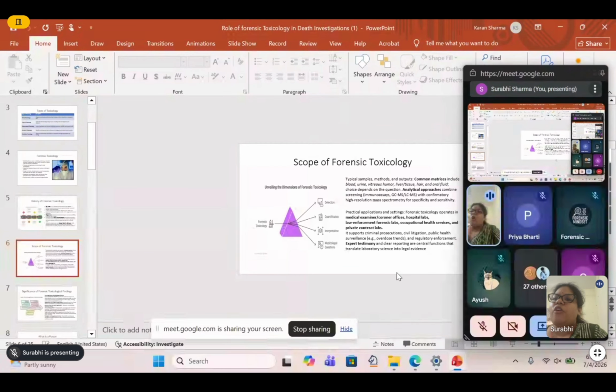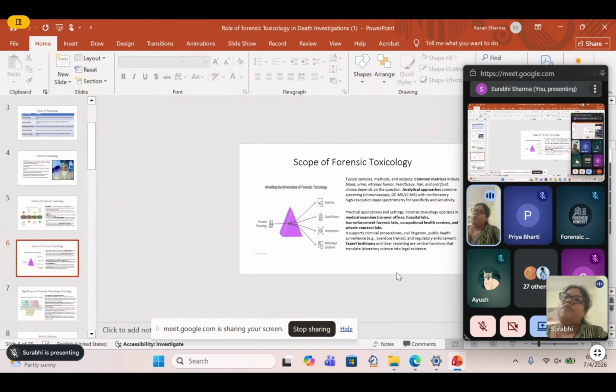Then the scope of forensic toxicology. What are the scopes? We have scope in detection, quantification, interpretation, and medico legal questions. Coming to practical application settings, forensic toxicology operates in medical examiner and coroner offices, and hospital labs. Why? Again, to identify the poisons or the drugs because of which the death might have occurred. Then law enforcement forensic labs.